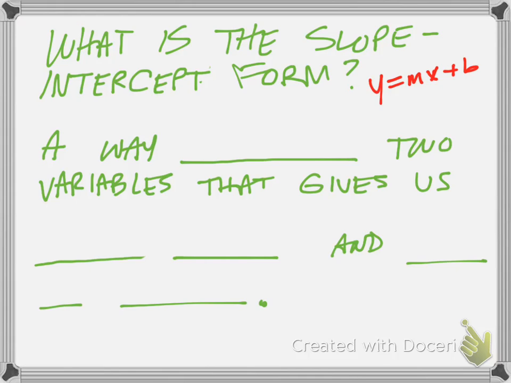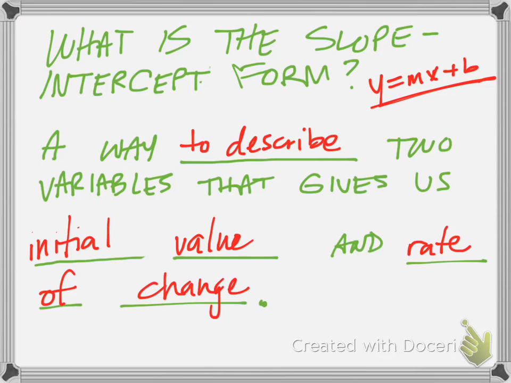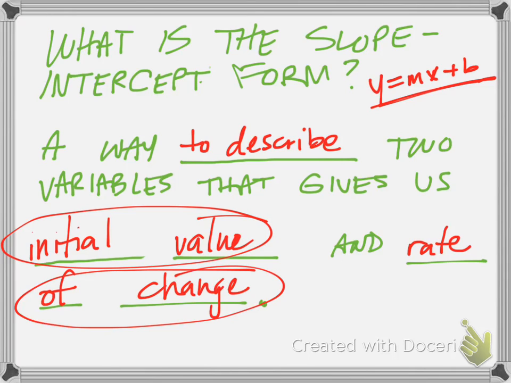It's also just a way to describe two variables, the x and the y, that gives us the initial value or the starting value and rate of change. So the reason that we would use slope-intercept form is so we know where we're starting and how much it goes up by.